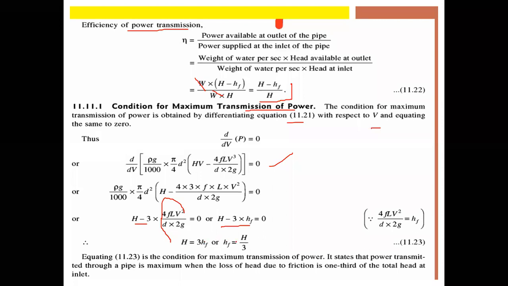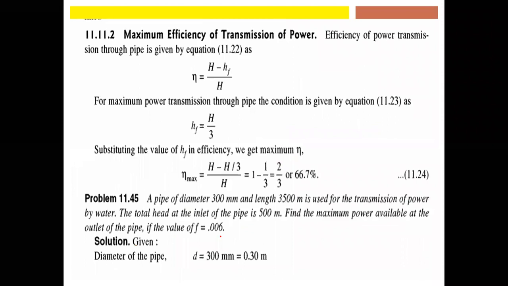That is, HF is equal to capital H by 3. This is the condition for maximum transmission of power. Now the efficiency of power transmission through the pipe is given by efficiency equal to capital H minus HF by capital H. Okay, this is the general efficiency: efficiency is equal to capital H minus HF by capital H.